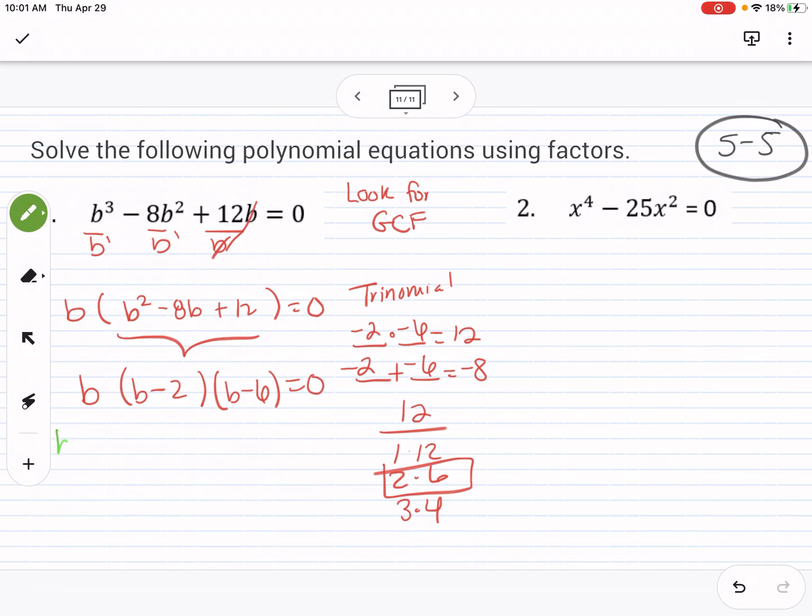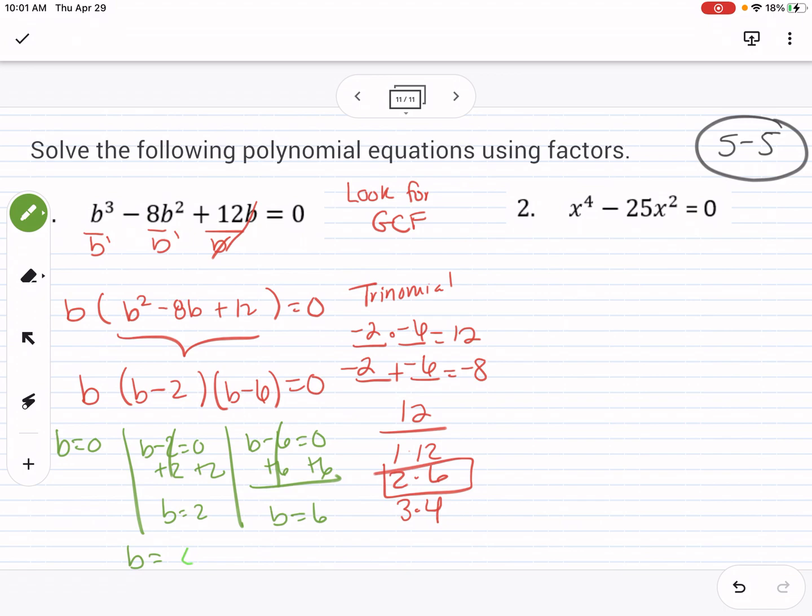So now you just set each of them equal to 0 and solve for b. Here we will do plus 2, so our answer is 2. Here we do plus 6, so our answer is 6. So our solutions for b are 0, 2, and 6.